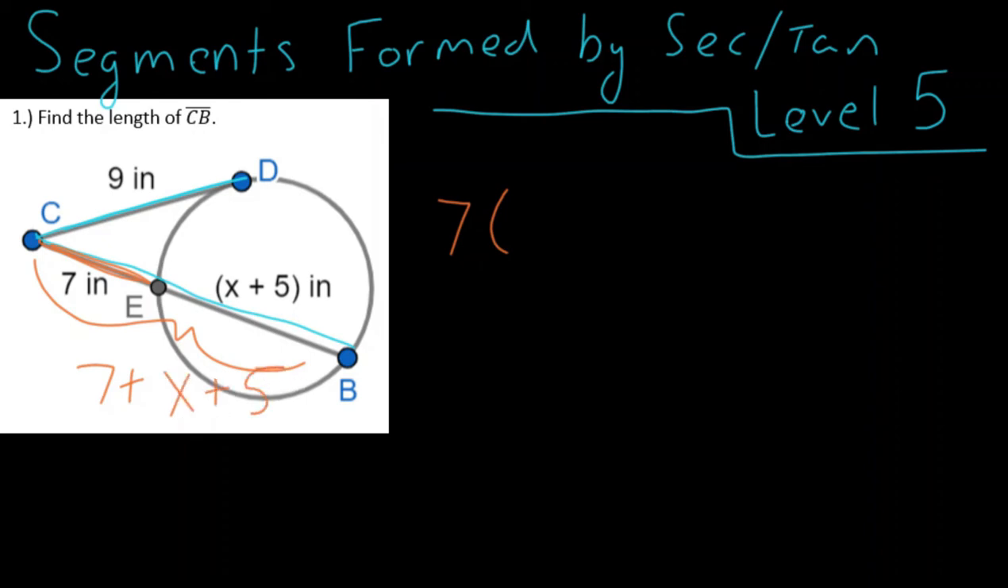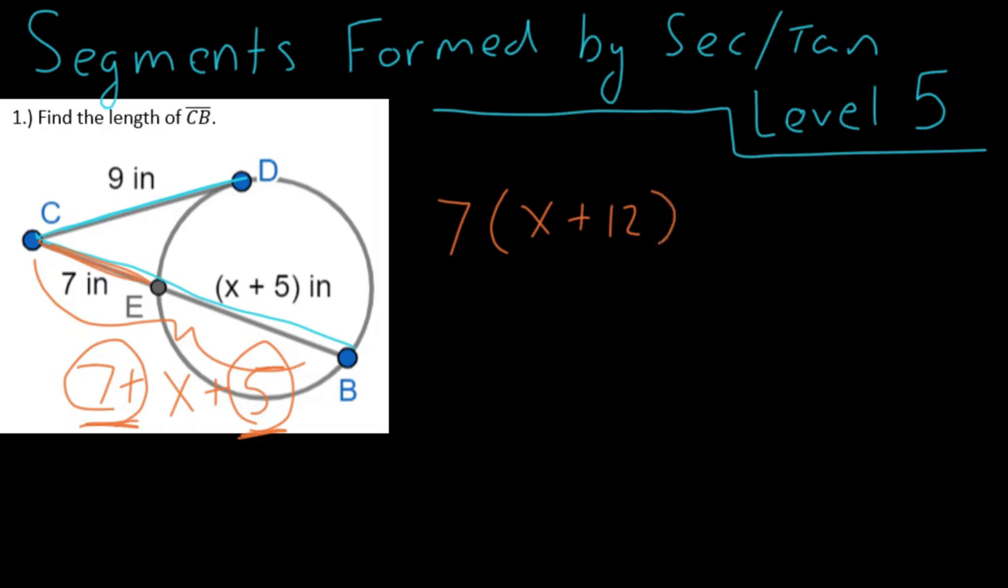Now notice, what are my like terms? What can I combine? I know 7 is a constant. I see 5 is a constant. And so when I go to put this together, I can do 7 plus 5, which would give me x plus 12, close parentheses.